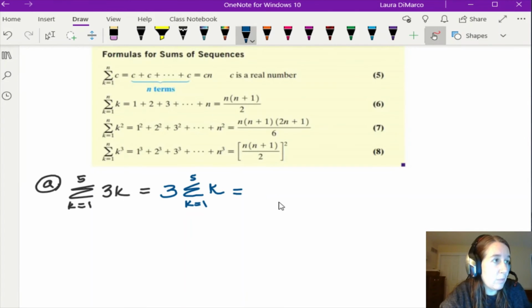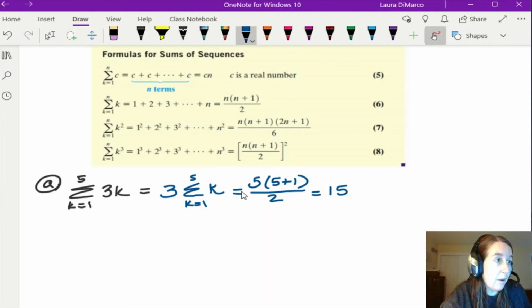But in any case, we can use this formula, n times n plus 1 over 2. So that's 5 times 5 plus 1 divided by 2, okay? So that's 5 times 6 over 2. So 30 over 2, 15.